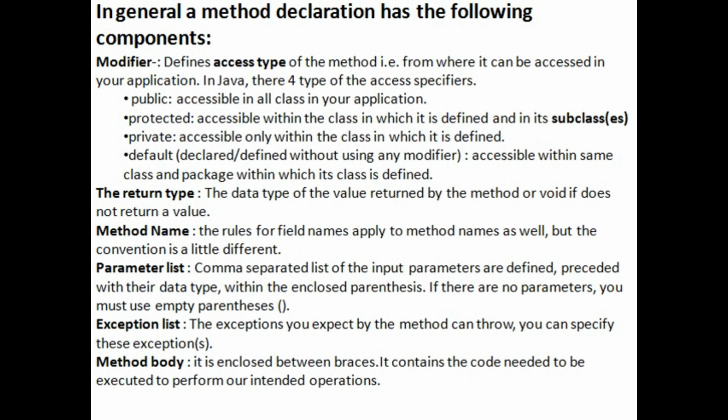Method name is a name defined by the user. Parameter list or the argument list is the input parameters that are defined along with their data types separated by commas. Exception list, we will learn about this later. And method body is the body of the method or the function definition where the actual task is performed.